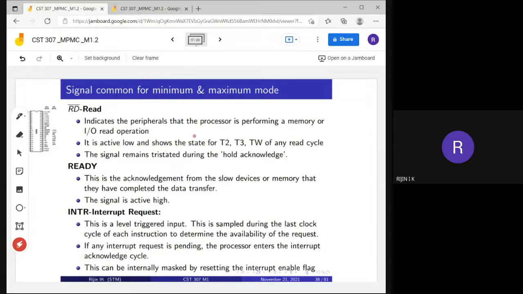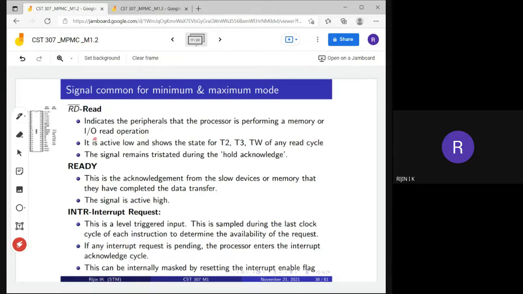It is also an active low pin and shows the states for T2, T3, TW of any read cycle. Also, this signal remains tri-state during the hold acknowledgement. We can study the hold signal in the coming slides. Just to remember this point: the read pin is used to indicate that the processor is performing a memory or IO read operation.